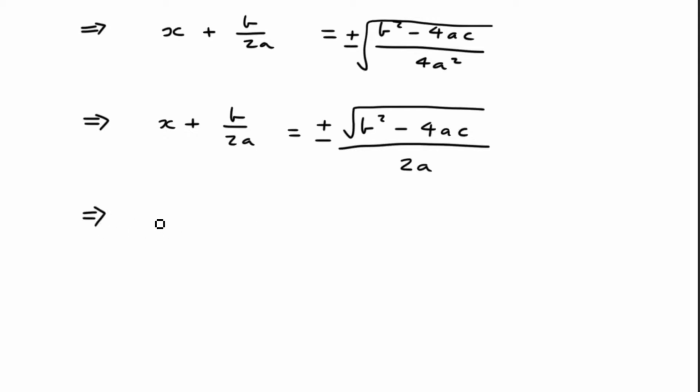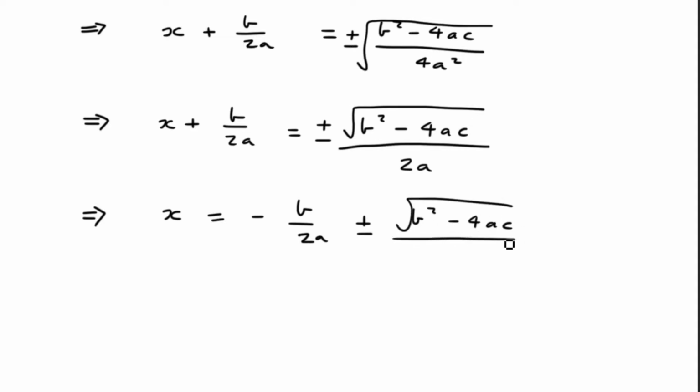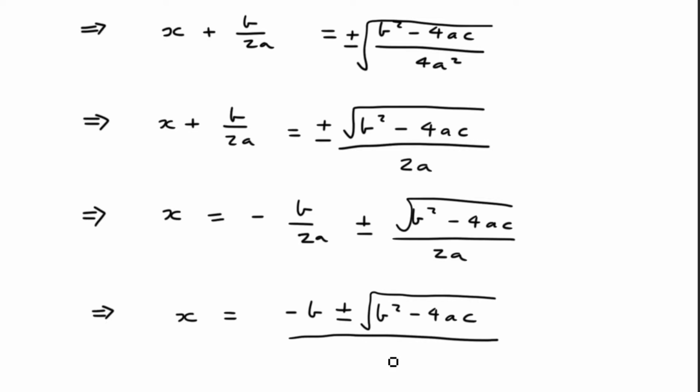Now let's subtract that b over 2a from both sides, leaving us with x is negative b over 2a plus or minus the square root of b squared, subtract 4ac over 2a. And these two fractions on the right hand side are both over the same denominator, so we can write it as one fraction, negative b plus or minus the square root of b squared minus 4ac, all divided by 2a.